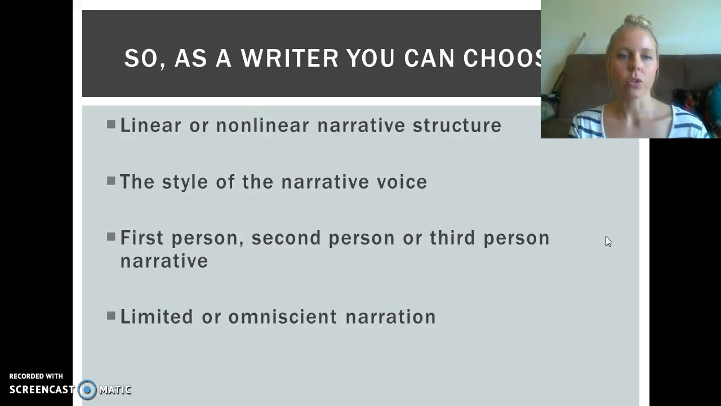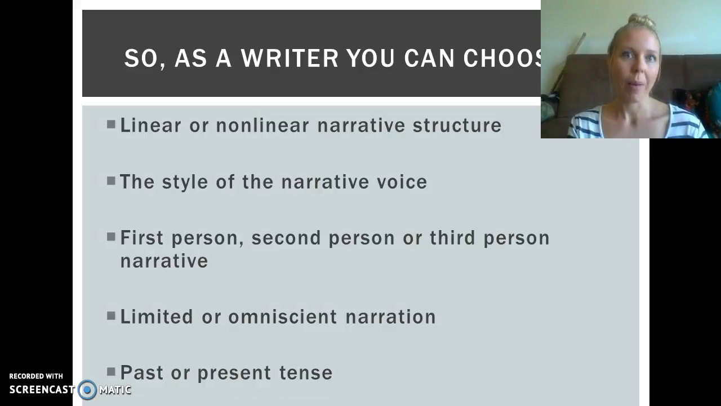And you can use the limited or the omniscient narration, or past or present tense. Because you're writing a historical narrative about something set in the past, again, I would suggest to use past tense, so that it's clear that you're writing about a setting from the past. So that's some more information about narrative writing. There's some tips for you.